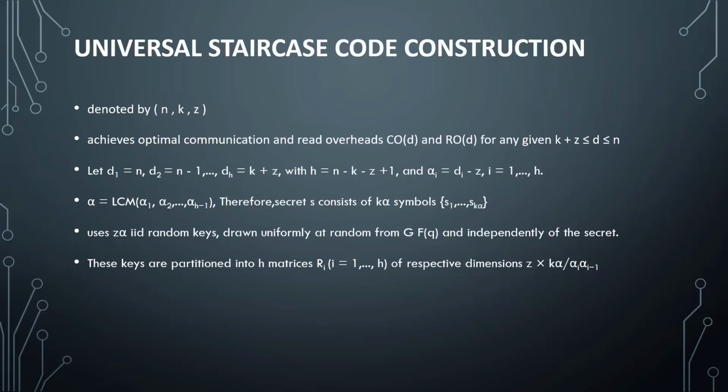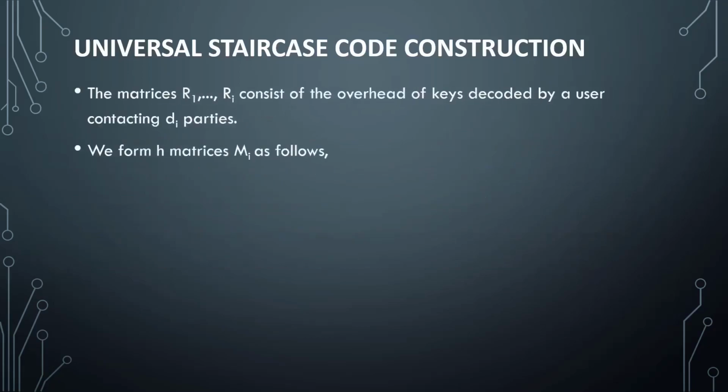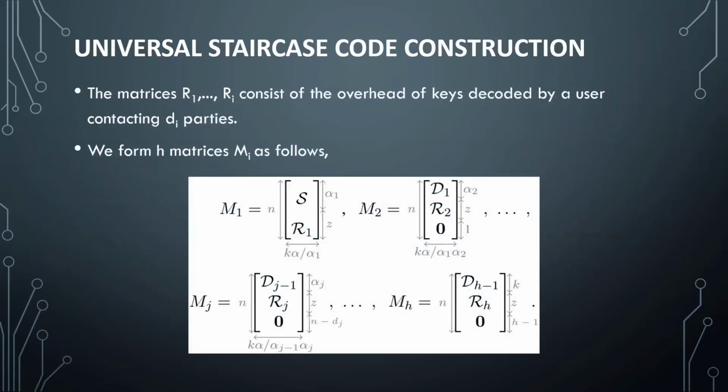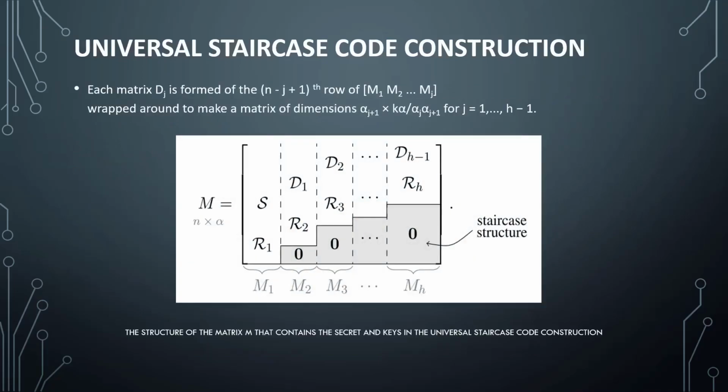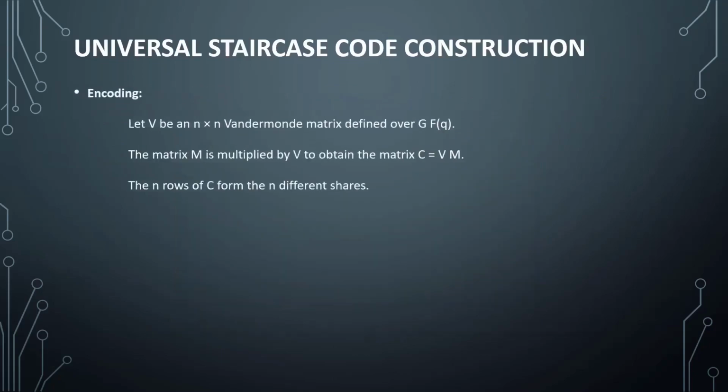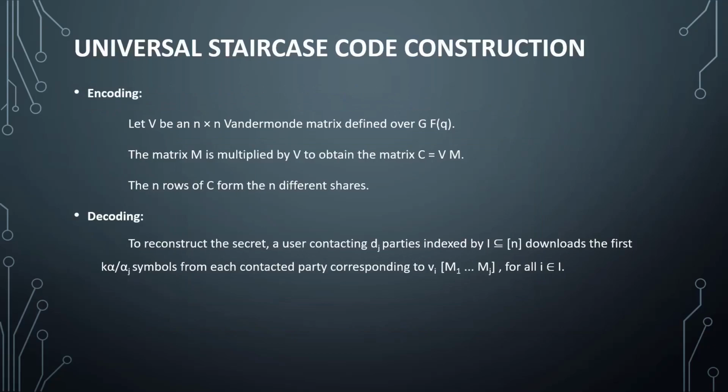So, unlike the two matrices, here the keys are partitioned into H matrices, and these are the H matrices formed of the respective dimension Z multiplied by K alpha i minus 1, and this is the final M matrix of dimensions alpha j plus 1 into K alpha j plus 1, and the encoding and the decoding are the same as the staircase code construction for given D.